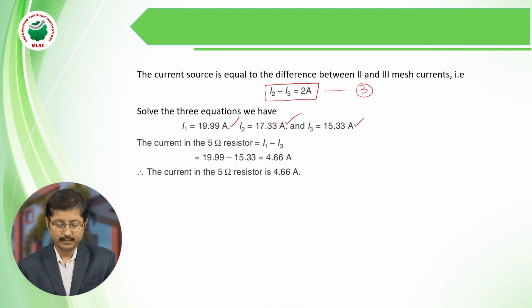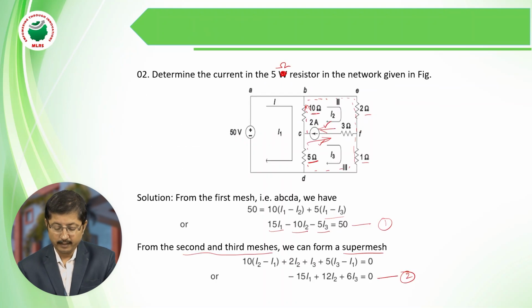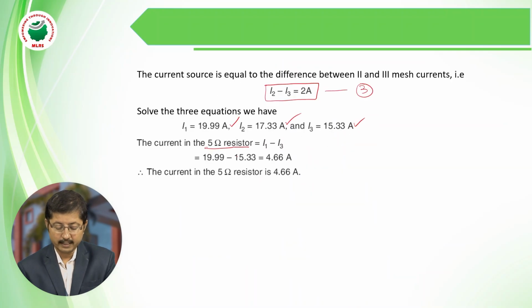What is asked here? We are asked to find the current flowing through the 5 ohm resistor. The current through the 5 ohm resistor is the combination of two currents, I1 and I3, that is I1 minus I3. I1 is 19.99 amperes and I3 is 15.33 amperes, so we get 4.66 amperes. Therefore the current flowing through the 5 ohm resistor is 4.66 amperes.